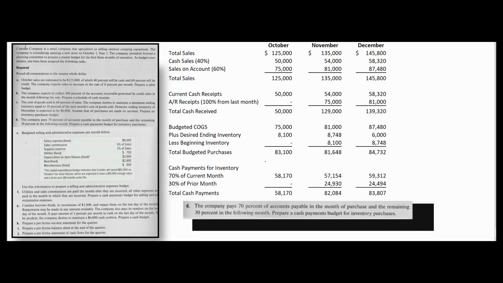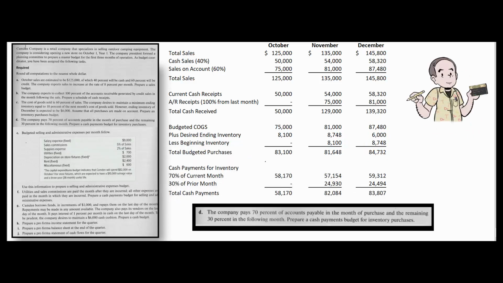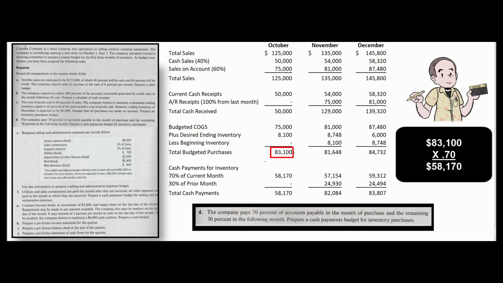Our suppliers send us invoices, and we pay 70% of them during the current month, and we pay the final 30% of them the next month. So during the month of October, our total budgeted purchases are $83,100. We pay 70% of that during the month of October. We weren't open for business in September, so there are no bills left over from last month to pay.